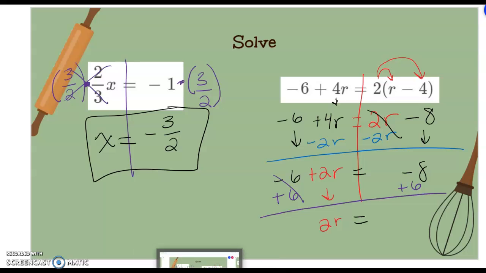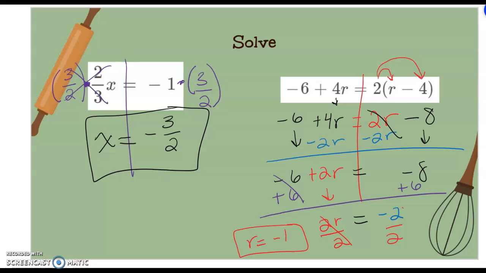Negative 8 plus 6, if I owe you $8 and I only give you 6, how much money do I owe you? Negative $2. Is r by itself? Nope. I just need to divide by 2 to both sides. So a negative divided by a positive is a negative. 2 divided by 2 is 1. So we get negative 1. Woohoo!